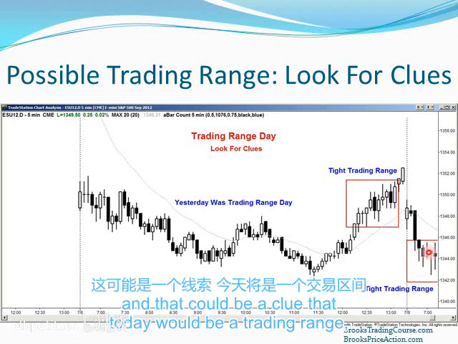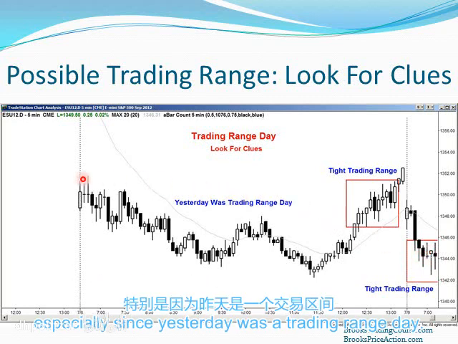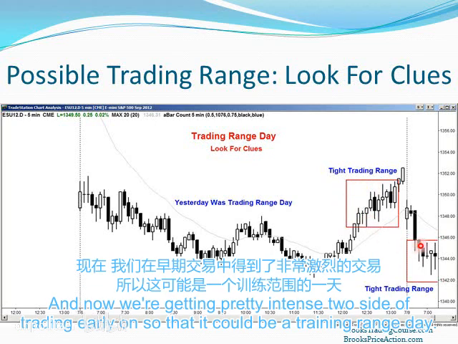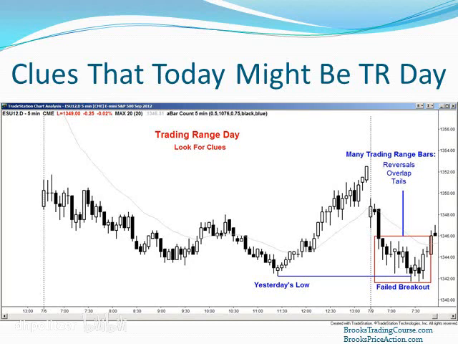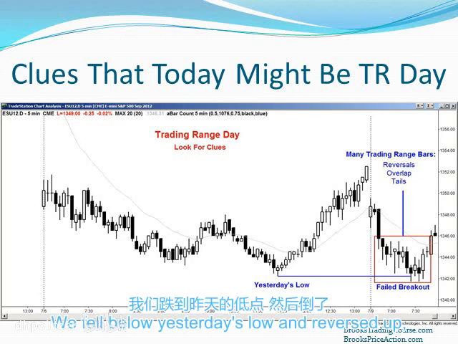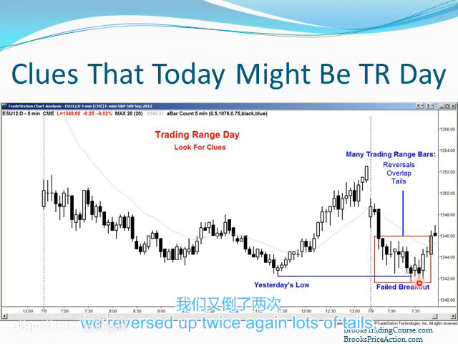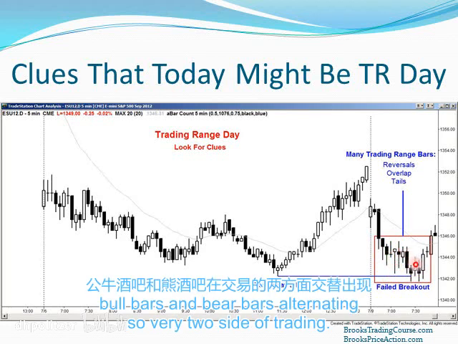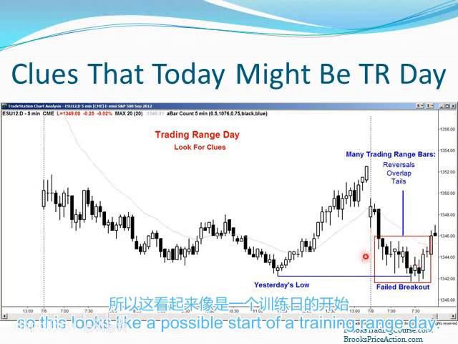And that could be a clue that today would be a trading range, especially since yesterday was a trading range day. So yesterday was a trading range day, had intense two-sided trading into the close, and now we're getting pretty intense two-sided trading early on. So today could be a trading range day. We fell below yesterday's low and reversed up. We reversed up twice. Again, lots of tails, lots of reversals, lots of overlap, bull bars and bear bars alternating, so very two-sided trading. So this looks like a possible start of a trading range day.